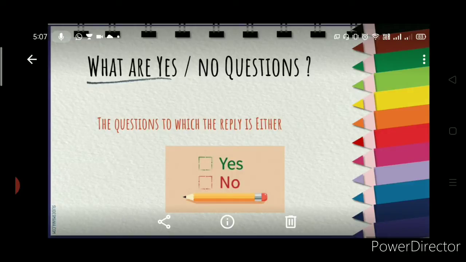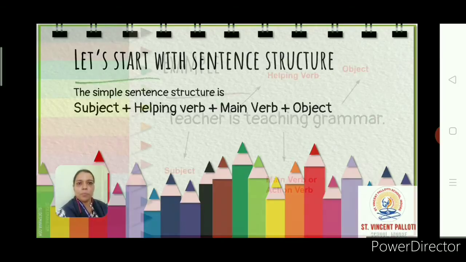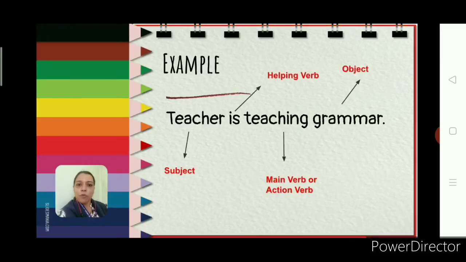Let's go ahead. Let's start with sentence structure. Normal sentence structure, what is it? Subject plus helping verb plus main verb plus object. That is the simple sentence structure which we follow to make a sensible sentence. Here, if you will see, one example has been written: teacher is teaching grammar. Okay, so that is a simple sentence. Here teacher is the subject because we are talking about the teacher.